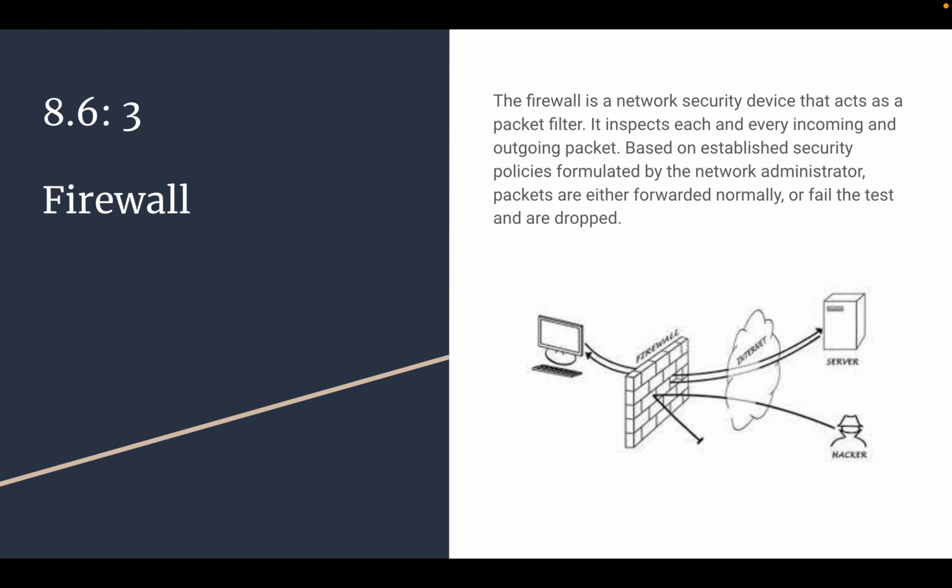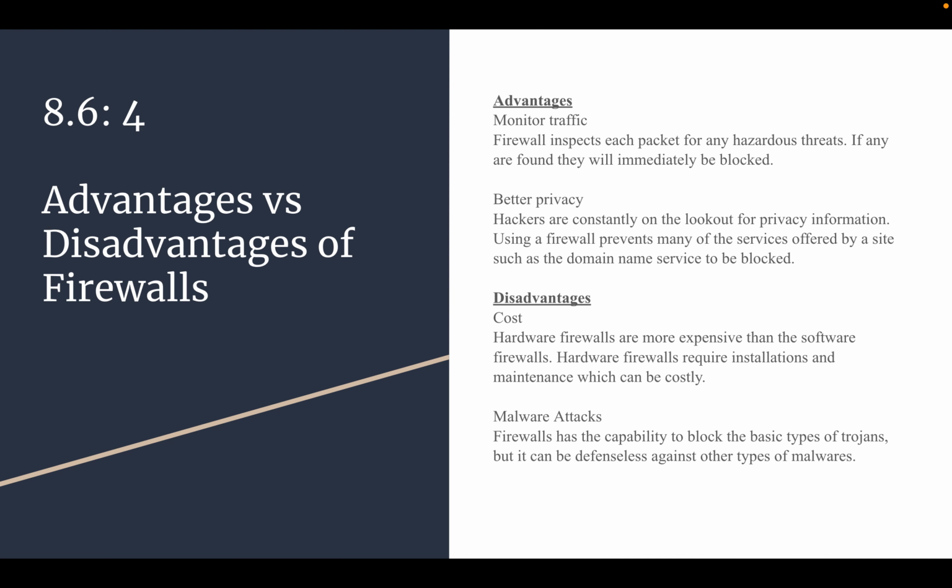So we see in the image there is basically a wall that protects the server or an organization or a user from outside servers and the internet and intruders and whatnot. So some advantages of firewalls. One is monitoring traffic. So firewalls inspect each packet for any hazardous threats. If any are found, they will be immediately blocked.